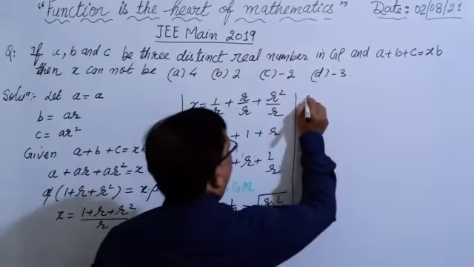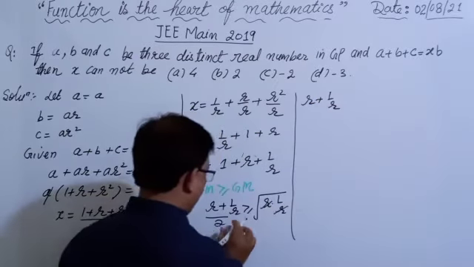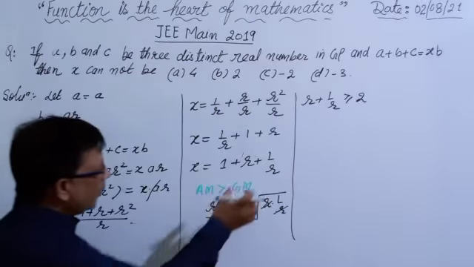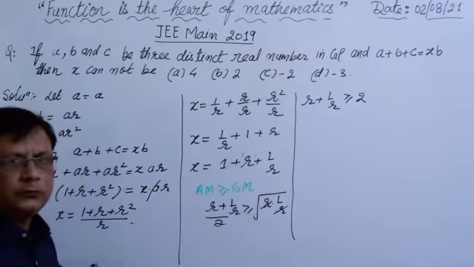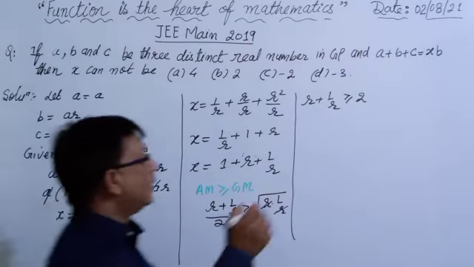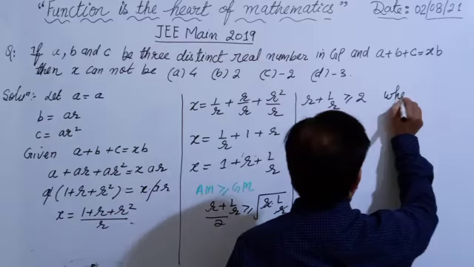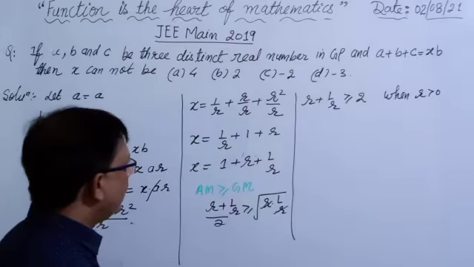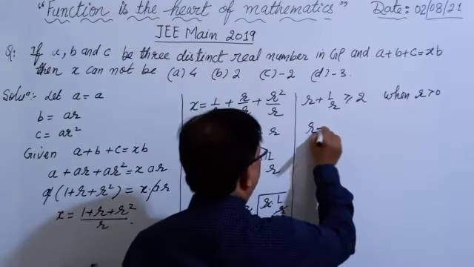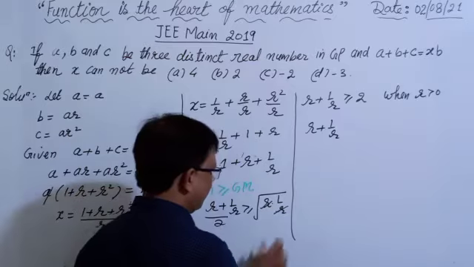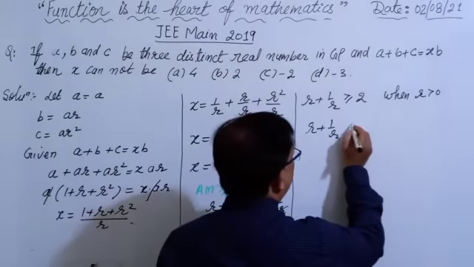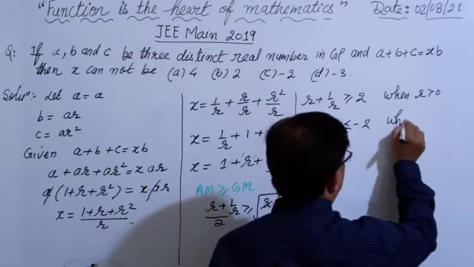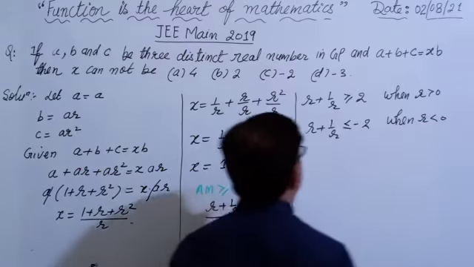So after solving this and cross multiplying, we get R plus 1 upon R greater than or equal to 2. So we see that this value is greater than or equal to 2 when R is greater than 0. And if R is less than 0, then R plus 1 upon R is less than or equal to minus 2.